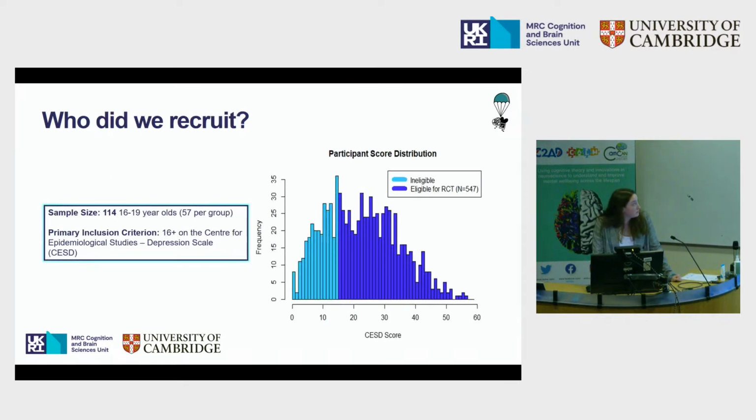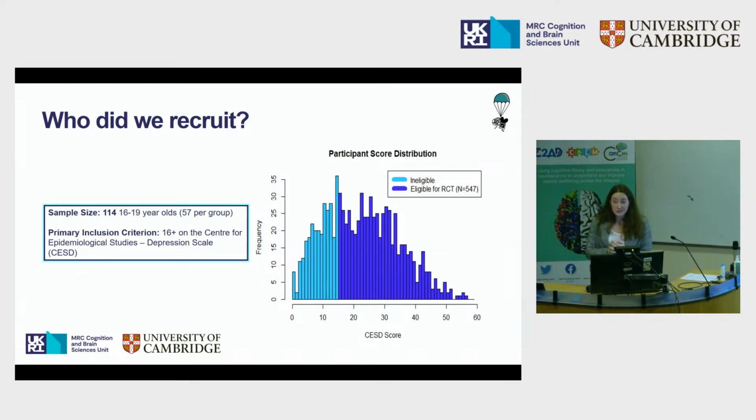And we recruited 114 individuals. So these were adolescents between 16 and 19. We had over 600 who did a previous study to see if they would be eligible for this trial, and 547 of ours were eligible. The primary criterion for being eligible is that they scored 16 or above on a depression symptom scale.